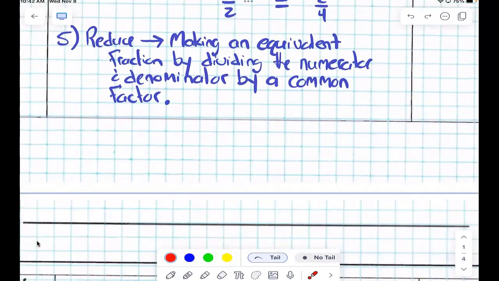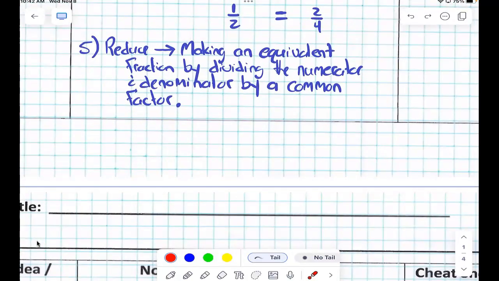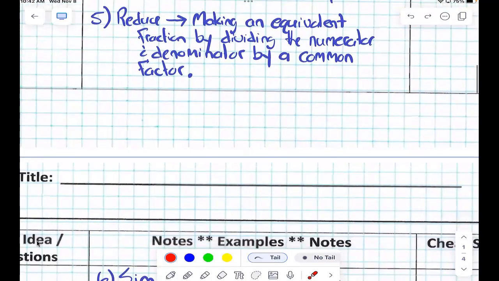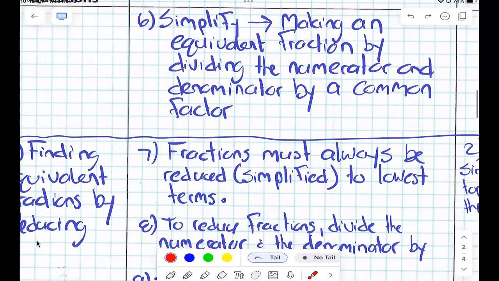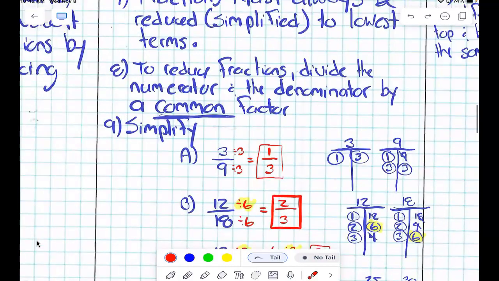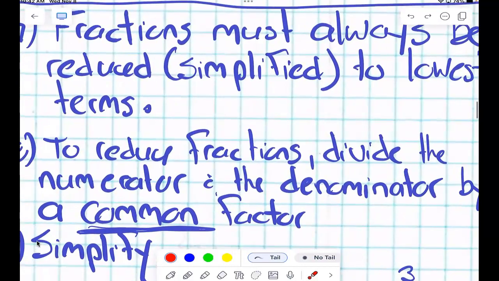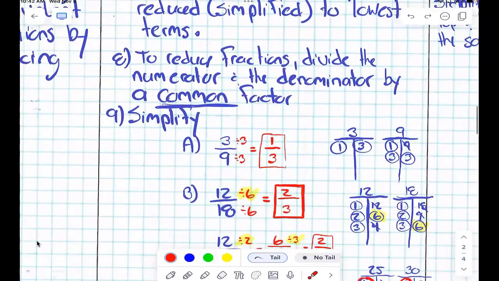What does reduce and simplify mean? Making an equivalent fraction by dividing, right? Yes. So to reduce means you're making an equivalent fraction by dividing the top and the bottom by the same number, right? Yes. Is simplify the same thing? Yes. Simplify makes simple, reduce makes smaller, yes? Yes. All right. Fractions always must be reduced to lowest terms, yes, no? Yes.